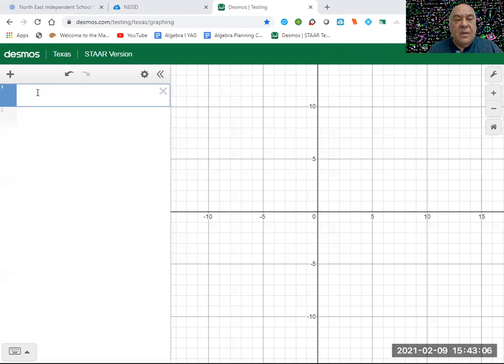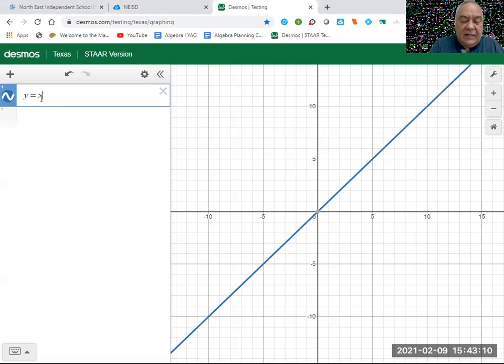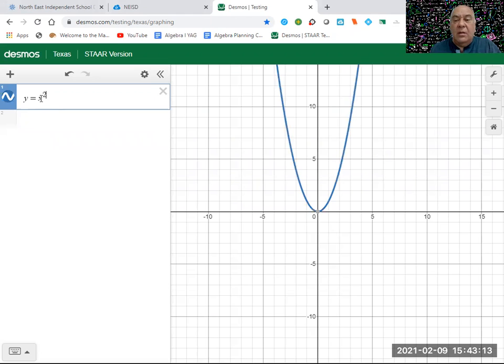Okay, so I'm going to put the most simple quadratic in here. y equals x squared. That's the most basic quadratic you have. The b term is 0, the c term is 0, and the a term is 1. So it's y equals 1x squared. And it's that simple.